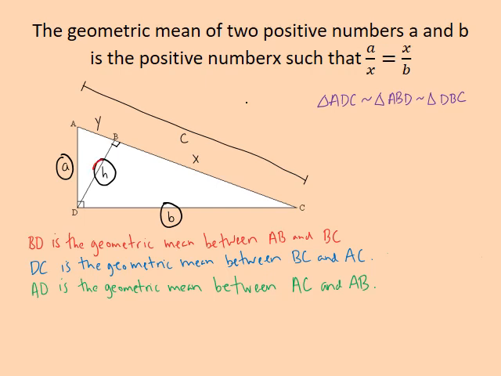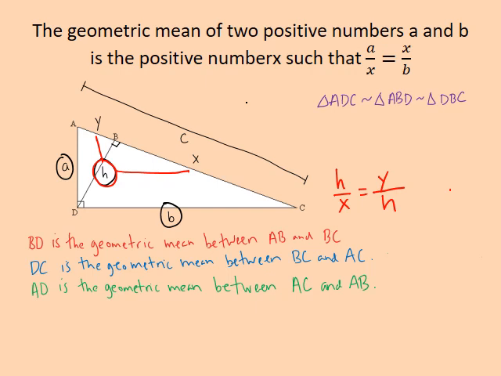In the investigation, you explored the altitude, and you discovered that the altitude is the geometric mean between the 2 parts of the hypotenuse. So what does that mean as a proportion? Well, geometric means occur twice, one in the numerator, one in the denominator. So H is the geometric mean between X and Y, the 2 parts of the hypotenuse. That's what you did in the investigation.